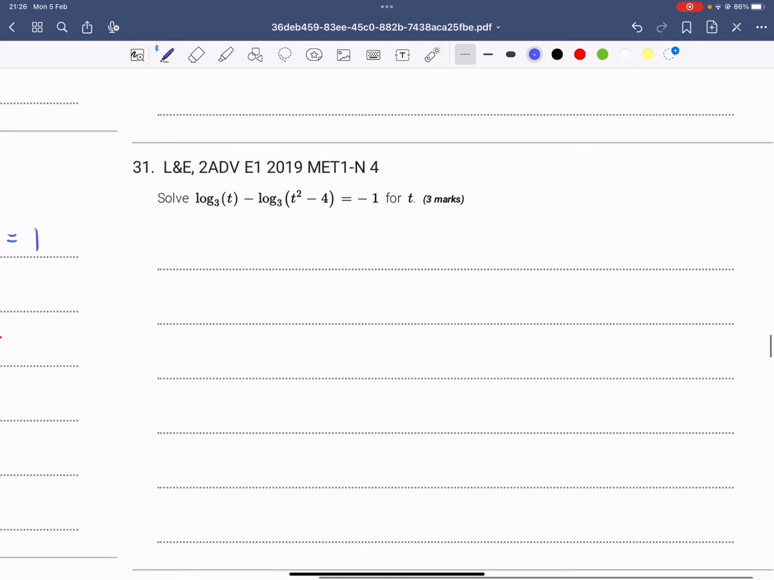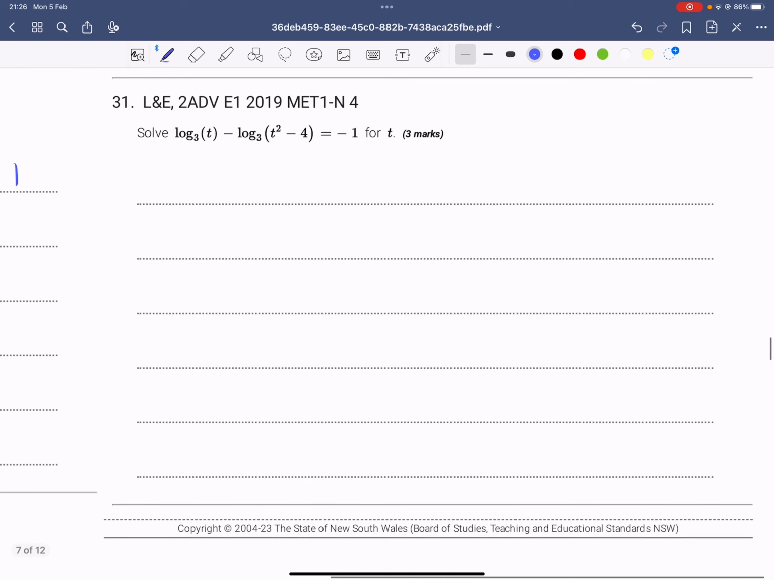Okay, last one. Solve log base 3 of t minus log base 3 of t squared minus 4 is equal to minus 1. So, first of all, we notice that we've got the same base. So what we're going to do is we're just going to realize, okay, we can just say this is log base 3 of t on t squared minus 4. And that's equal to minus 1.